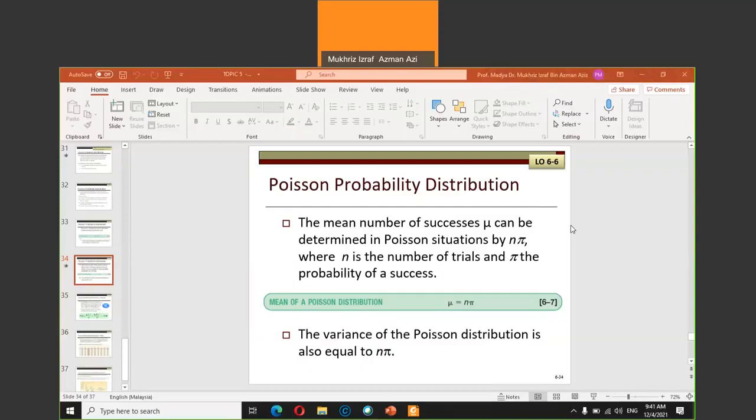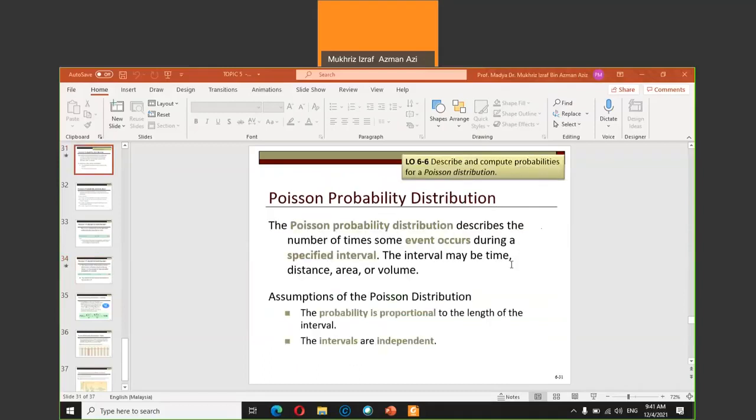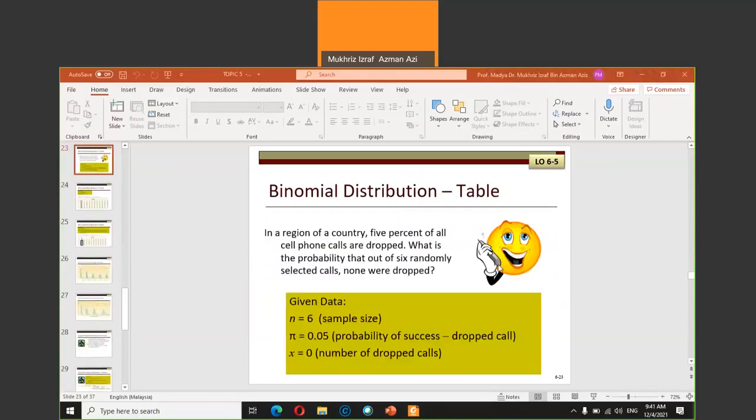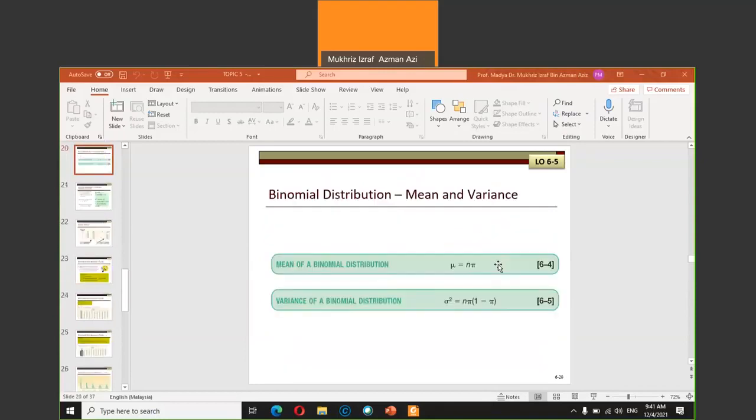So for today's lecture, we're going to start on the remaining part of topic number 4, which is on discrete probability distribution. We're going to cover the last part, which is on Poisson probability distribution. So let me recap what we did last week on binomial distribution. It is one of the two distributions in the syllabus under the discrete distribution.